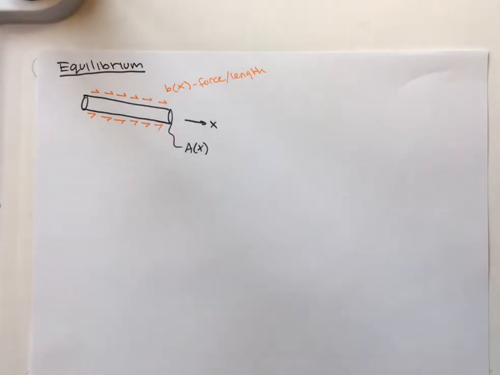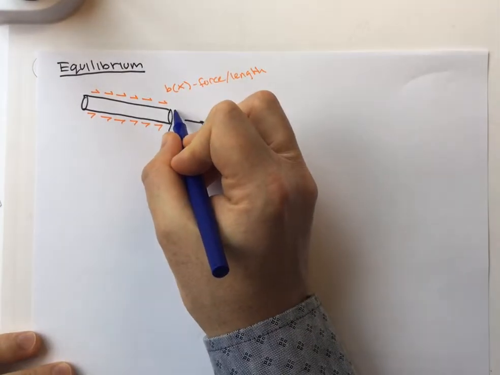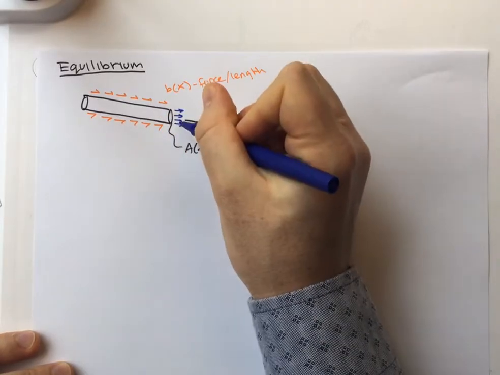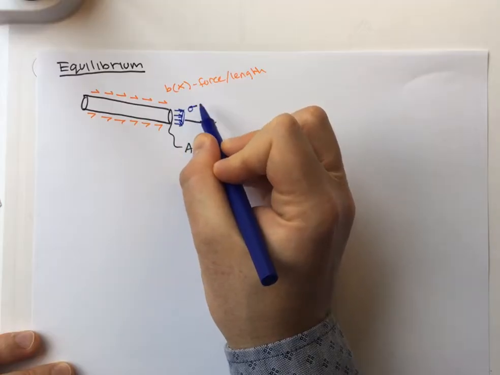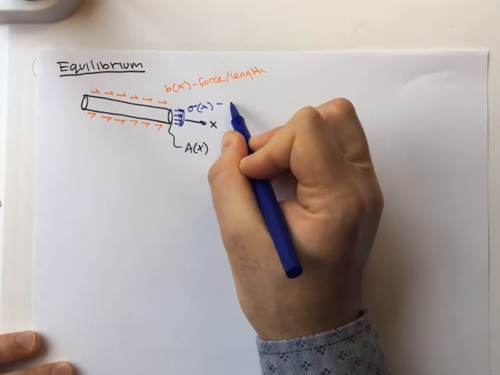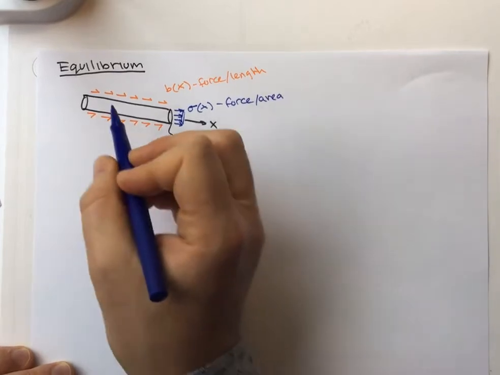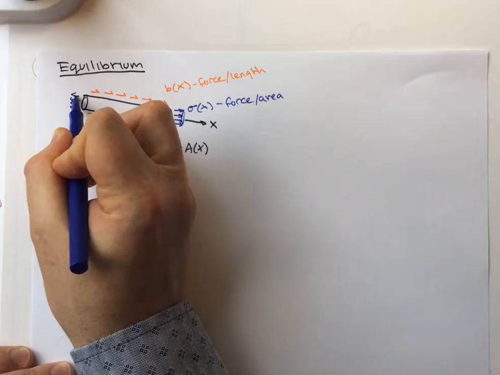The other thing that we're going to have is a stress. So I'm going to draw that here in blue. And you can think of that, that's a stress, so it's over an area. We're going to call that sigma of x. And that's going to be a force per unit area. And of course, we're going to have some stress that's occurring on the other side as well.